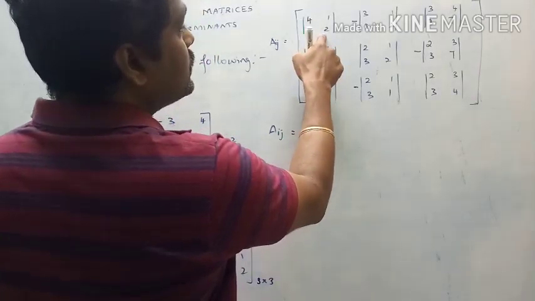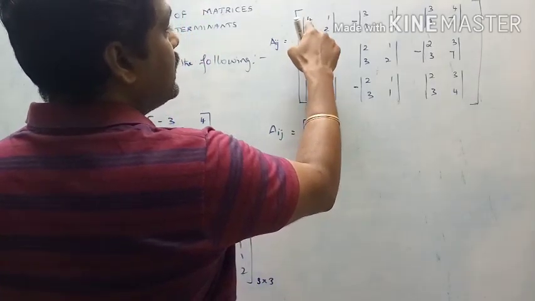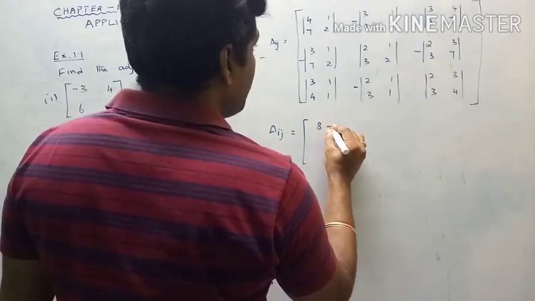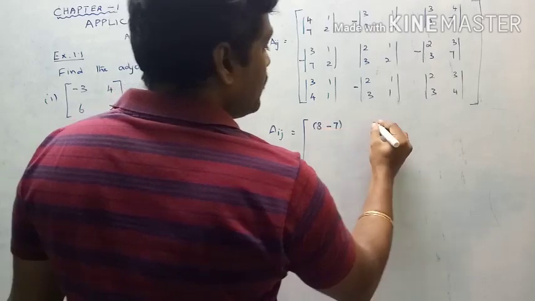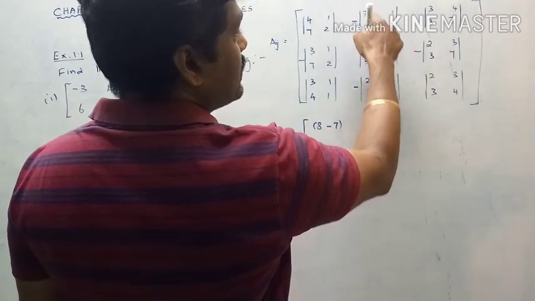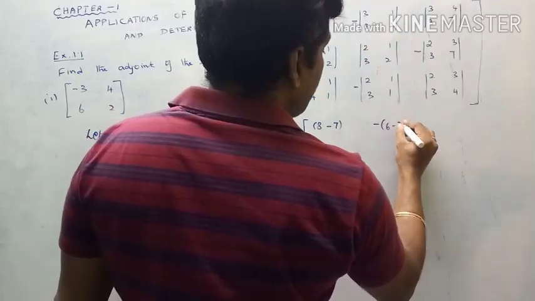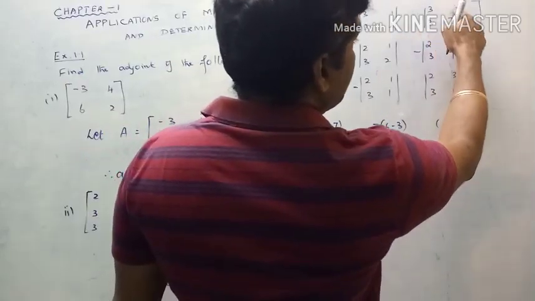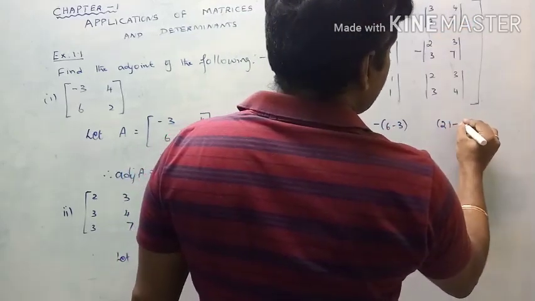This is 4 2s are 8. Here you want to change the sign. 7 1s are 7, 8 minus 7. For this one, 6 3 2s are 6, 3 1s are 3, 6 minus 3. For this one, 7 3s are 21, 4 3s are 12, 21 minus 12.